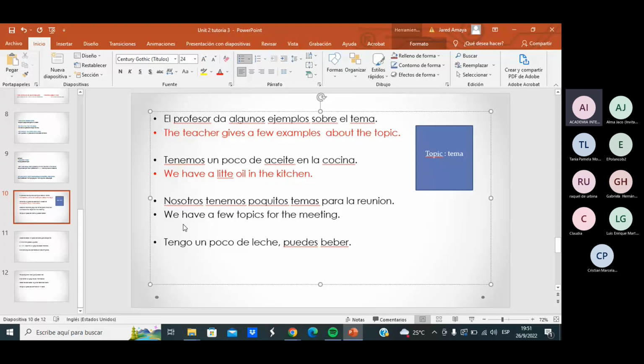Well, that's correct. But can you tell me why are you using a few and not a little? Because topics is a countable noun. Yeah, that's correct. Very good. Even though we are using it in plural, right? Topics in plural. Thank you.